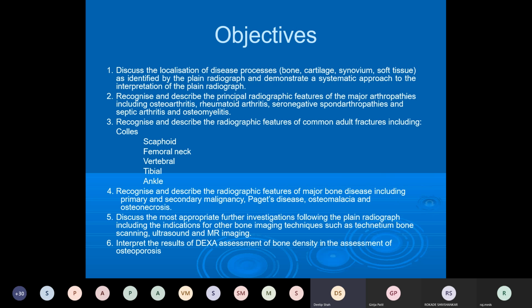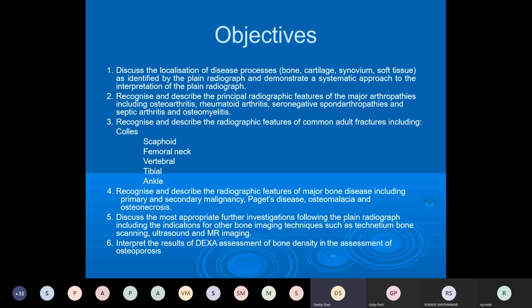Localization of disease processes, which involves bone, cartilage, synovium, and soft tissue, as identified on the plain radiograph, and we will demonstrate the systematic approach to interpretation of the plain radiograph. Recognize and describe the basic principles of radiographic features of the major arthropathies, which are osteoarthritis, rheumatoid arthritis, seronegative spondyloarthropathies, and septic arthritis and osteomyelitis.